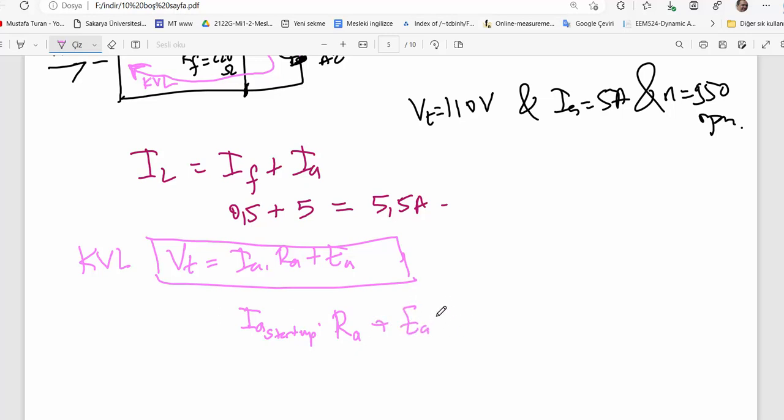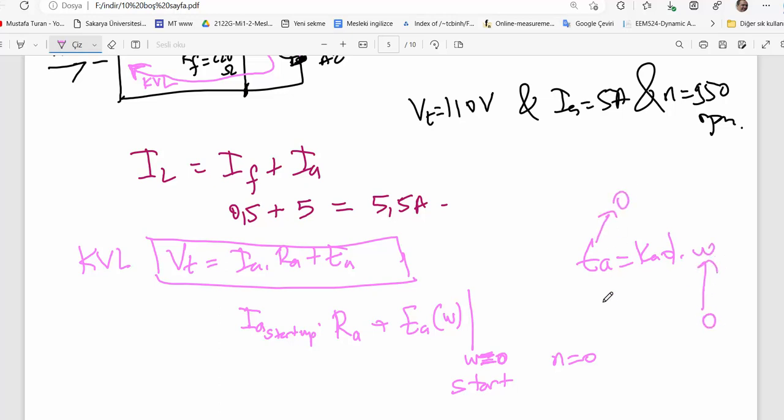That is the EMF when speed is 0. During startup, the machine is at standstill, and then you apply voltage. While it is at standstill, speed is 0, angular speed is 0. Remember the EMF equation. Since this is 0, there is no EMF. So during startup, this is 0 and it is equal to Vt.